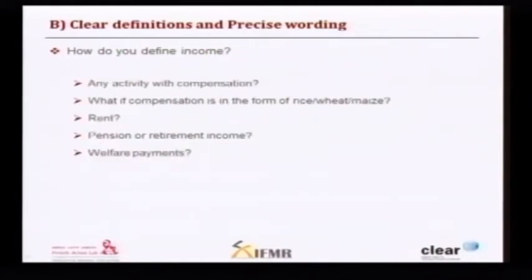Similarly, with income, it's good to be able to define what you include as income or not. Income can be compensation, so salary or money wage, or it can also include in-kind compensation. Does it include rent? Does it include government transfers, welfare payments, pensions? It's good to be able to distinguish and make sure that everyone in the research team is on a common definition.